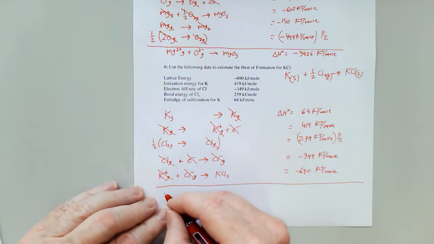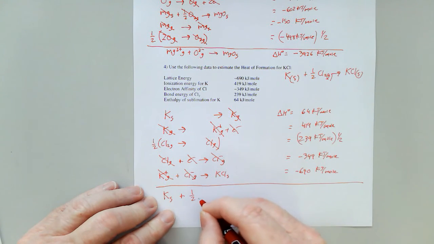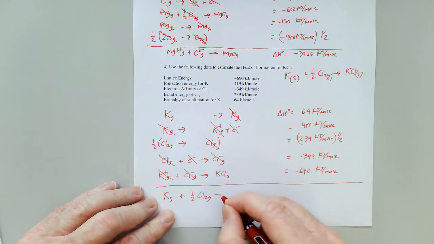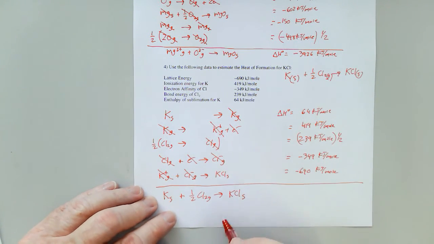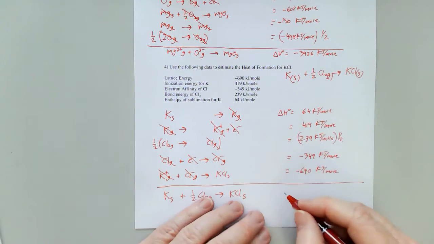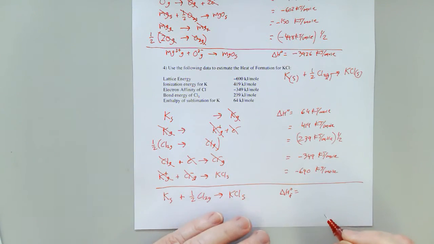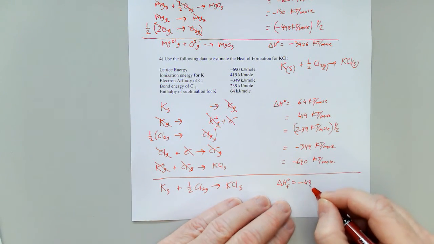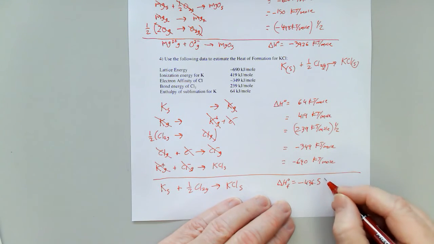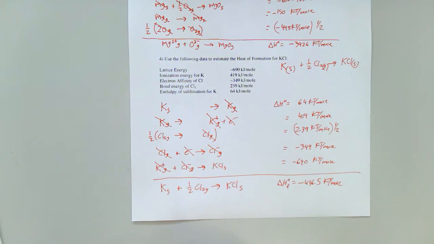Wow, it looks like the only thing left now is K solid plus 1/2 Cl2 gas to give me KCl solid, which is, hey, the heat of formation. Equals, add that whole thing up, and I get negative 436.5 kilojoules per mole. There we go.